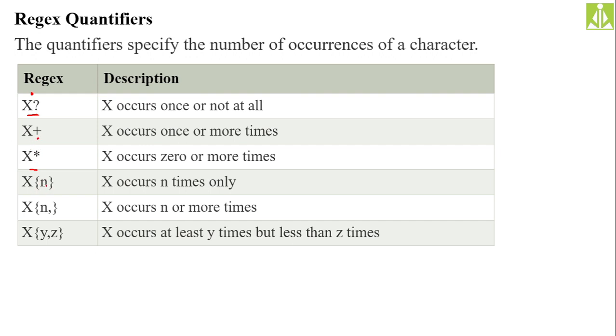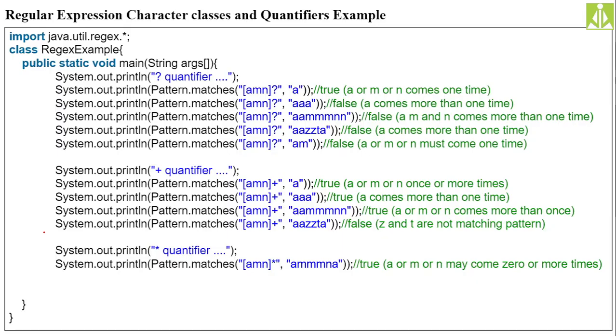X{n} in curly brackets, if we are keeping n, in the sense X must occur n times only. X must occur n times only. X{n,} in the sense X can occur n or more times. Okay, n or more times. So this is exact number of times, and this is that number or more. Okay, X{y,z} in the sense in a range. Okay, in a range. At least y times but not more than z times. Okay, in a range. So this thing to practice.